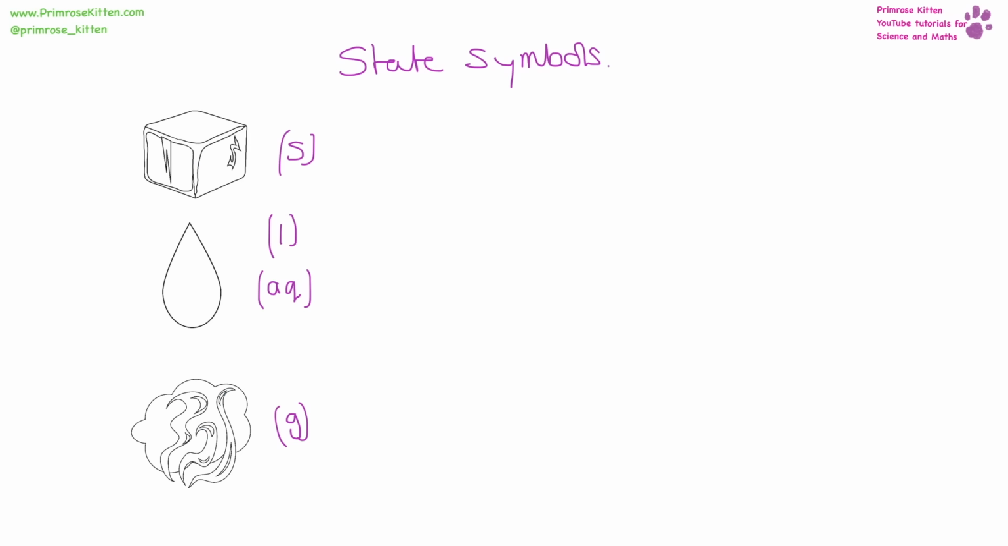State symbols tell us what state something is in. So an S is a solid, L is liquid, AQ is aqueous, and G is gas. If you see state symbols in an equation, the answer generally refers to them.